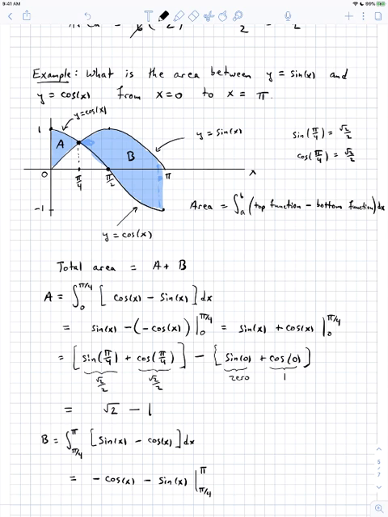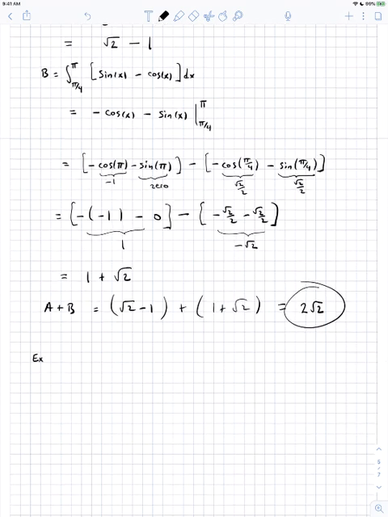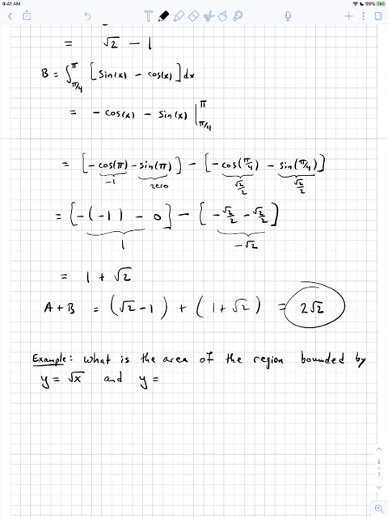Now in this example, we were given the starting point of 0 and the end point of pi, but you're not always given that. Sometimes you have to work it out from the context. So let's look at another example. So for this example, let's ask, what is the area of the region bounded by y equals the square root of x and y equals, let's say, x squared.